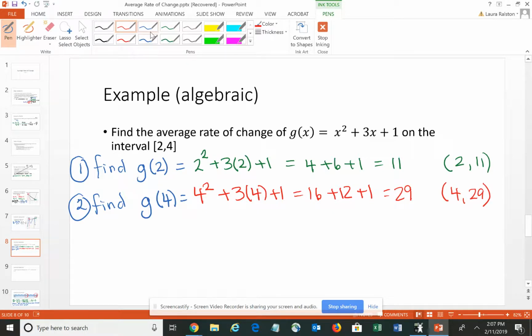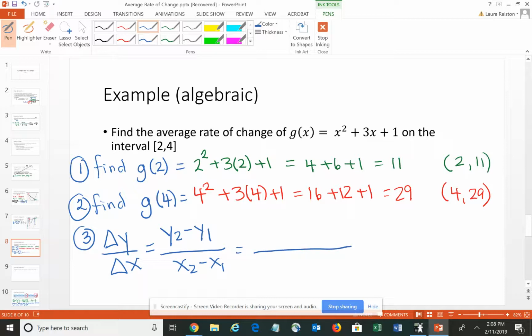Then finally, you go back and you have the two pieces that you need, or the two ordered pairs that you need. So step 3 is you find delta y, delta x, which is y2 minus y1. Okay, and it becomes a plug and chug. You have your two ordered pairs. You may want to label them x1, y1, x2, y2. So I have 29 minus 11 over 4 minus 2. I have 18 over 2, or 9.